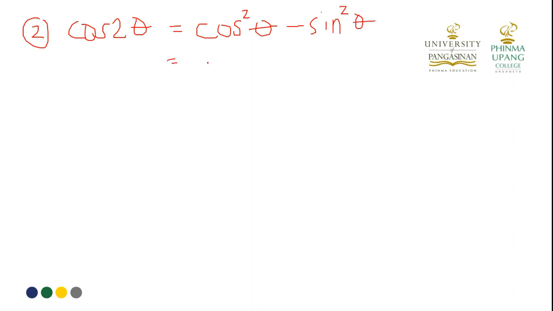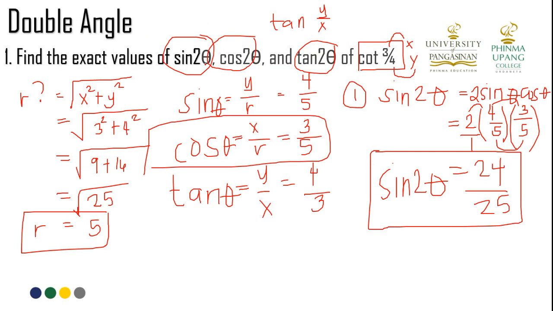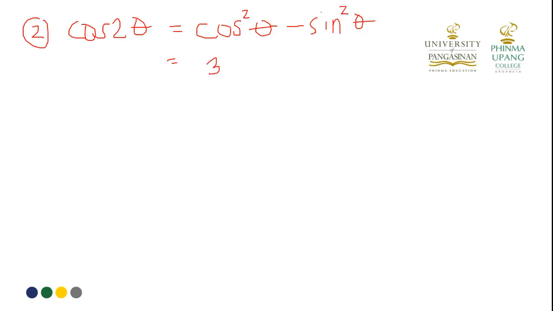Okay? So yung nakuha natin doon na cos kanina is 3/5, or 3 all over 5, di ba? So gagawin natin dito 3 all over 5 squared minus, balikan natin yung sine natin is 4 all over 5, 4 all over 5 squared. So mano-mano tayo without using calculator. So distribute natin yung exponent to 3 and 5.